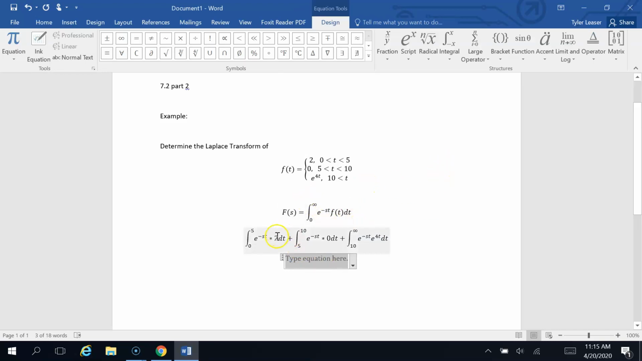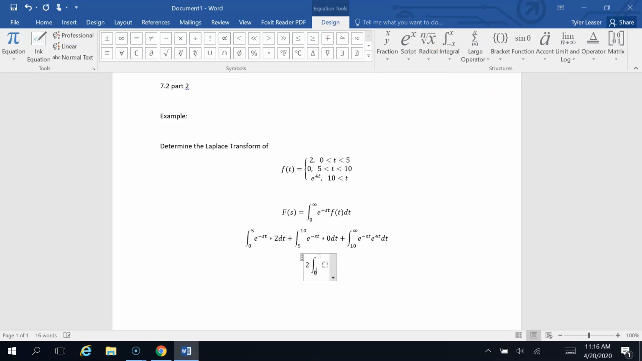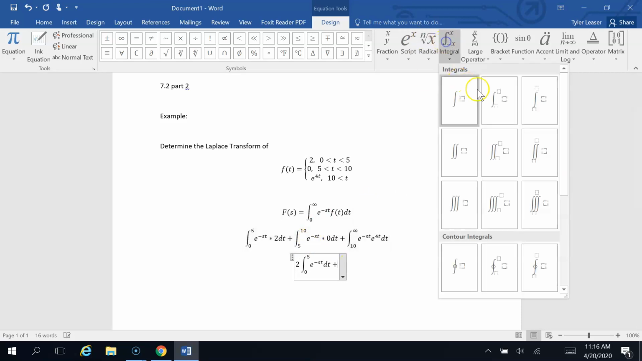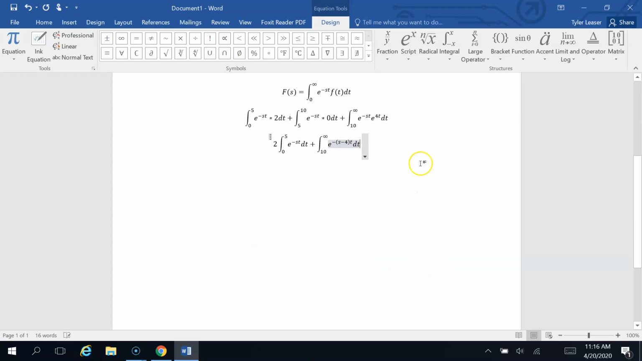Okay, and so we can do these without too much issue here. I'd probably factor a 2 out of this first integral, and then we can just do the antiderivative. This middle integral, of course, is just going to be 0. And then this last integral, we're going to do that same trick that we've seen in the past. So let's write it all out. We're going to take the 2 out of the first one. It's going to be 2 times the integral from 0 to 5, e to the negative st dt, plus the middle integral is gone. The last integral, the integral from 10 to infinity, and then we're going to rewrite these e's by multiplying them together and combining the exponent to be e to the negative s minus 4 of t.